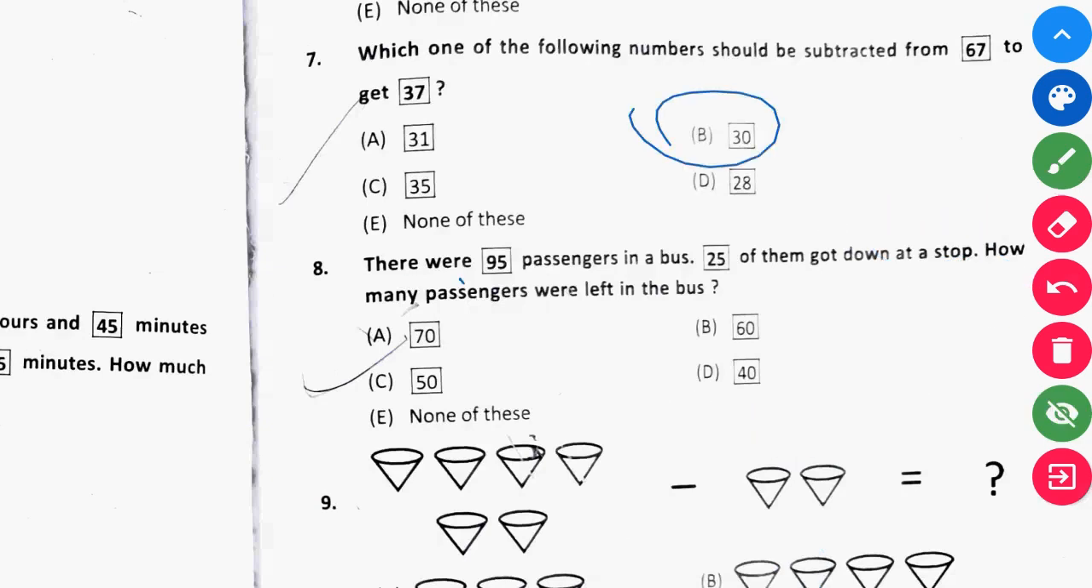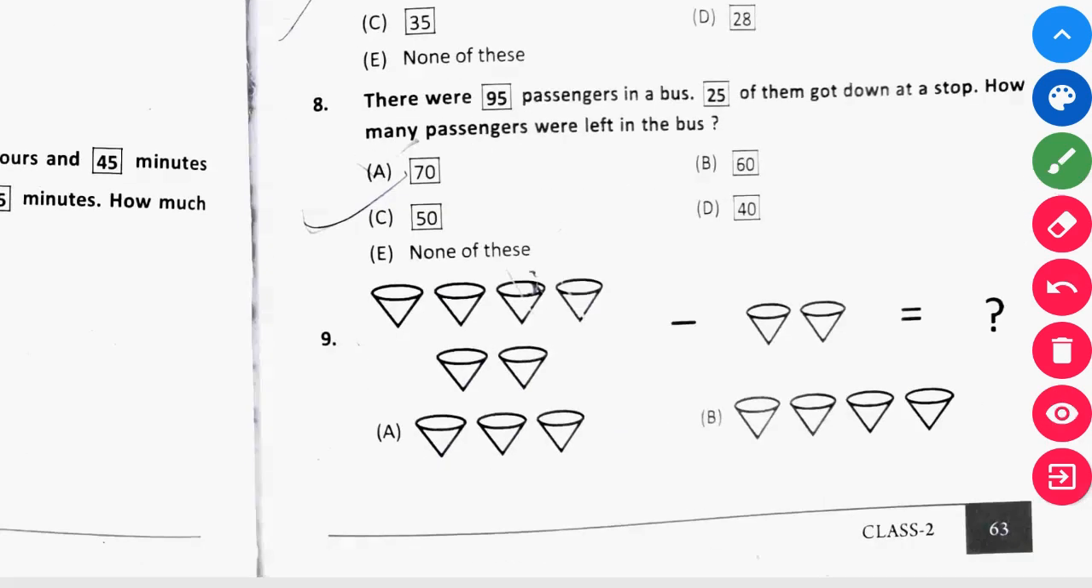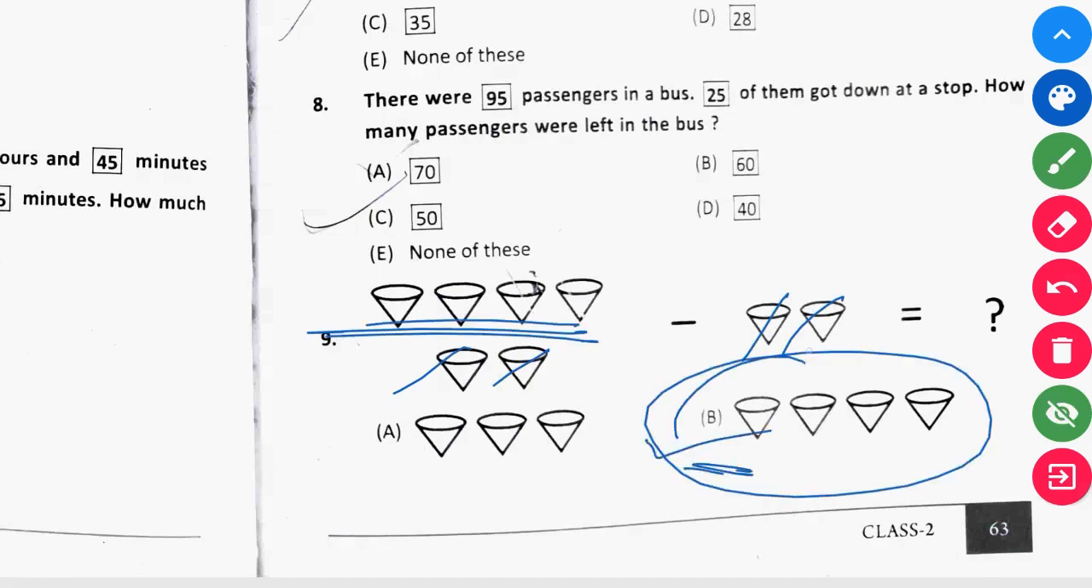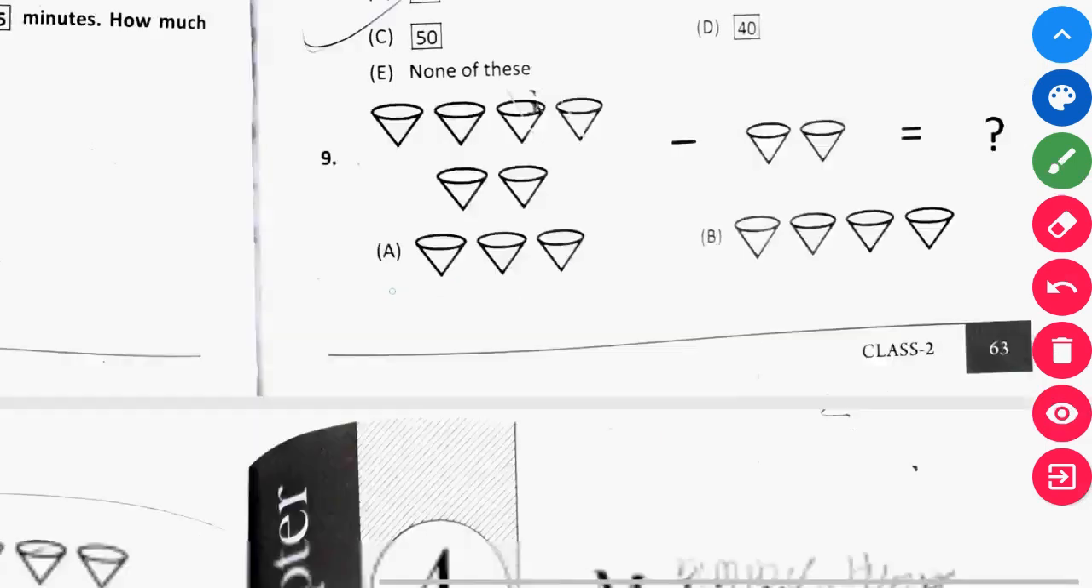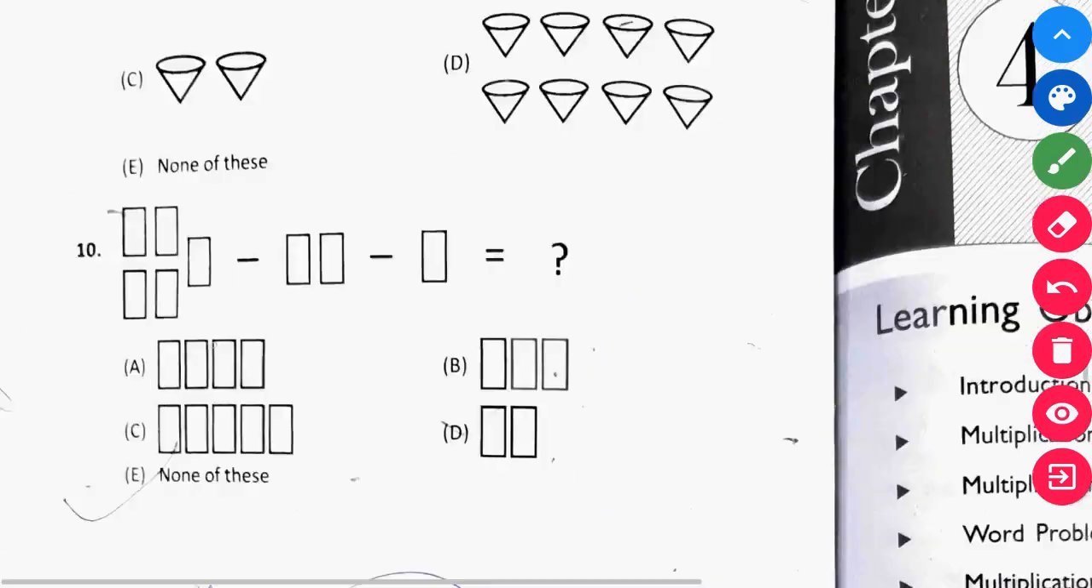Okay. Now there were 95 passengers in the bus. 25 of them got down at the stop. Now how many are left? So simply subtract 25 from 95. You will get the answer. Now figures or images are shown here and we have to do the subtraction. Just cut the images 1, 2, 1, 2. Only 4 will remain. The option showing the 4 images is your answer. So answer B is the answer.